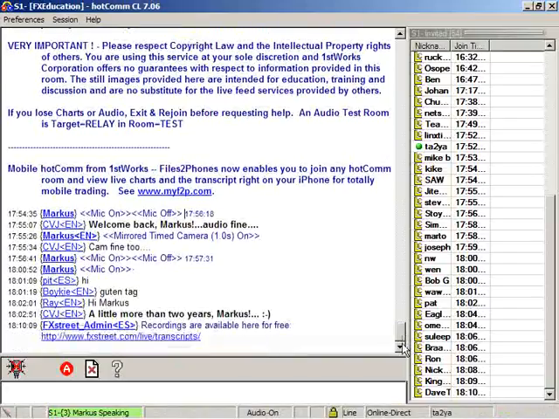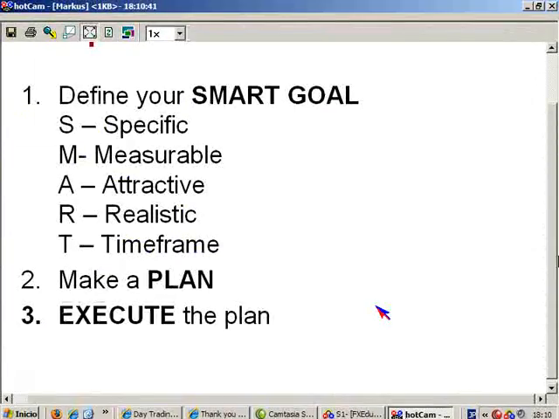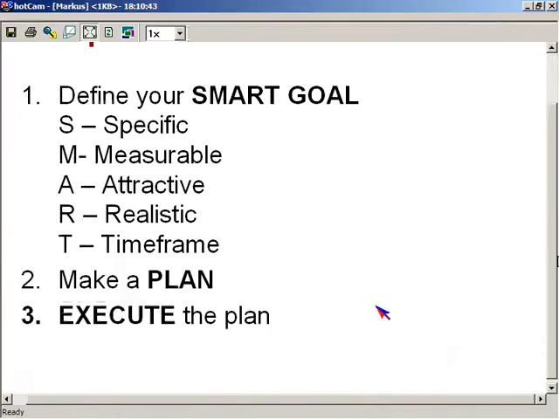The third step, you actually have to execute the plan. You cannot plan forever. Eventually, you will have to place a trade. You can do this on paper first, and you should do it on paper first. You should paper trade. Yes, you should backtest. You should paper trade and then trade with a small lot size.